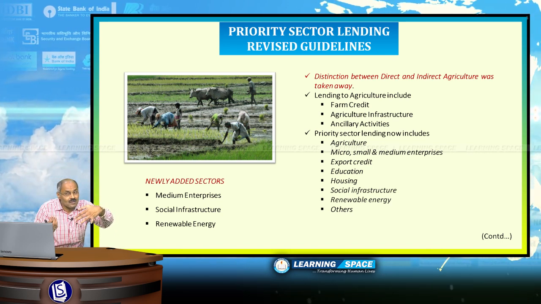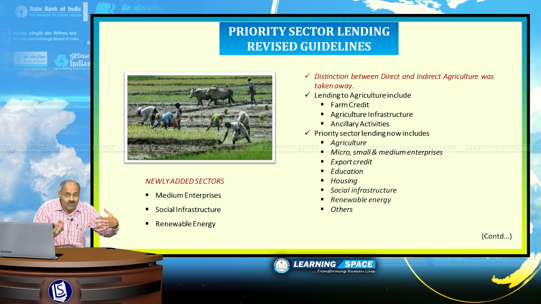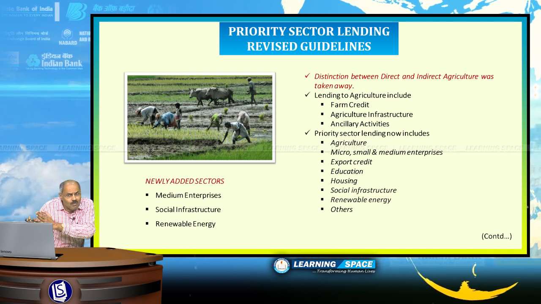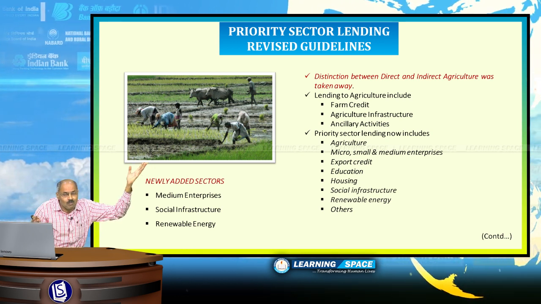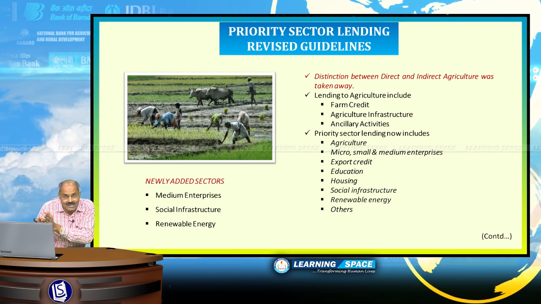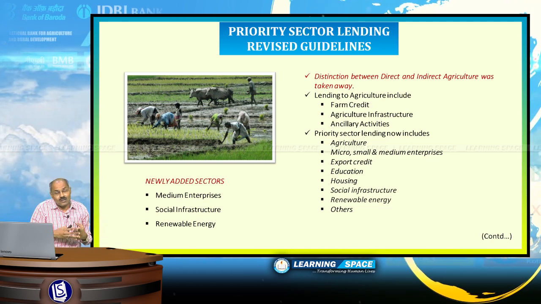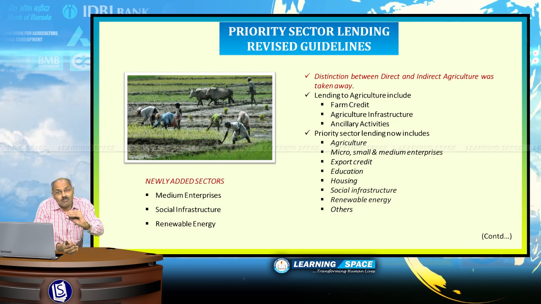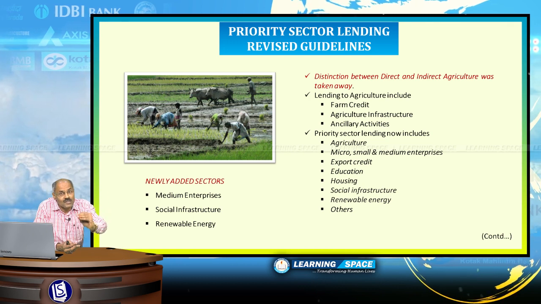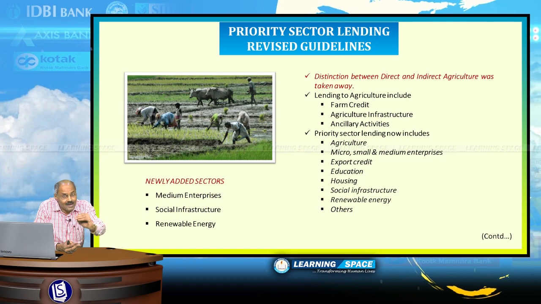Please don't forget, priority sector lending limits are the limits given for categorization under priority sector lending, and there is no bar, banks can give more loans also, but subject to the limit, they will be classified under priority sector lending, right? So priority sector lending now includes agriculture, MSMEs, export credit, education up to some limit, housing up to some limit, social infrastructure, renewable energy and others.